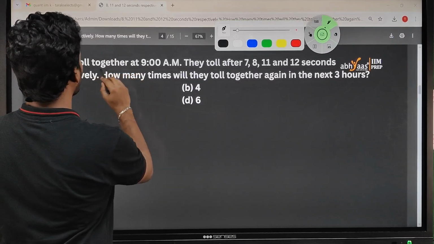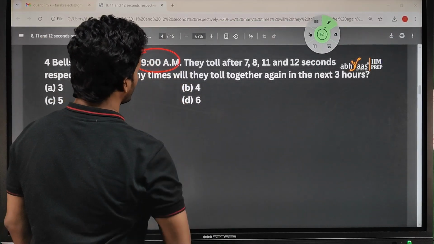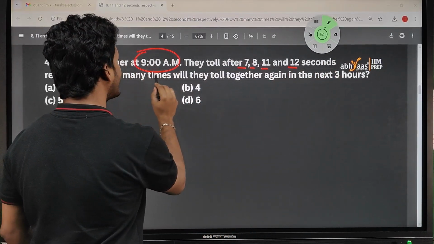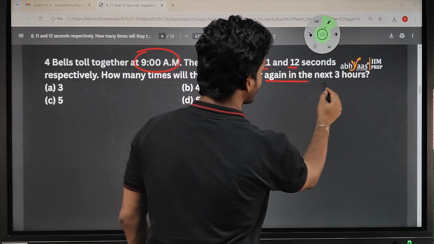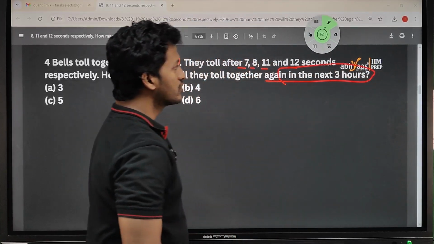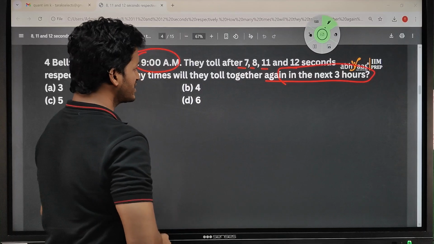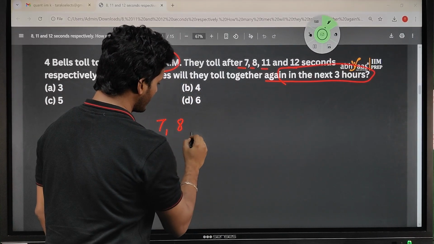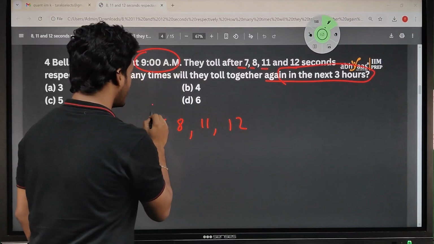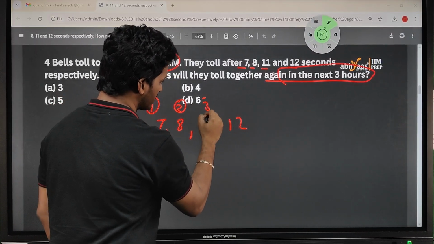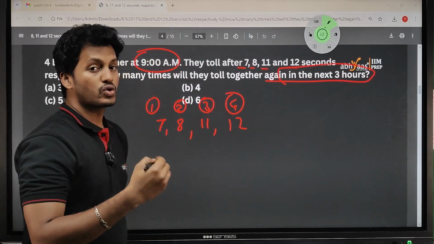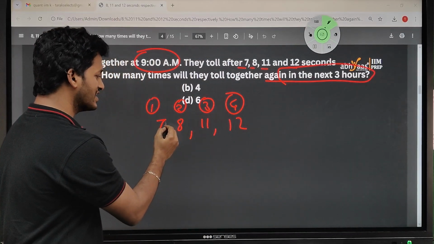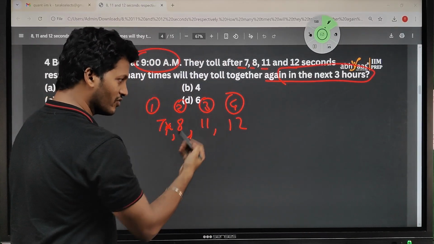4 bells toll together at 9 AM. They toll after 7, 8, 11 and 12 seconds respectively. How many times will they toll together in the next 3 hours? First, let's find at what time they will toll together again. These bells have to toll at the same time. So at what time will they toll together again? It's nothing but the LCM of 7, 8, 11 and 12.